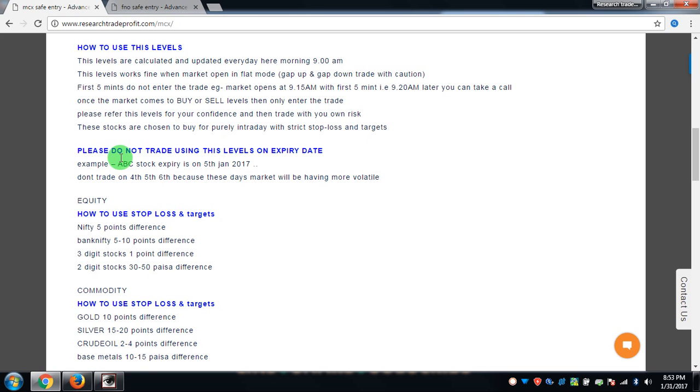So this is one more very important thing. Please do not use these levels on expiry date. For example, ABC stock expiry is on 5th January. You should not take a position on 4th, 5th and 6th. That is one day before the expiry date and the next day after the expiry.